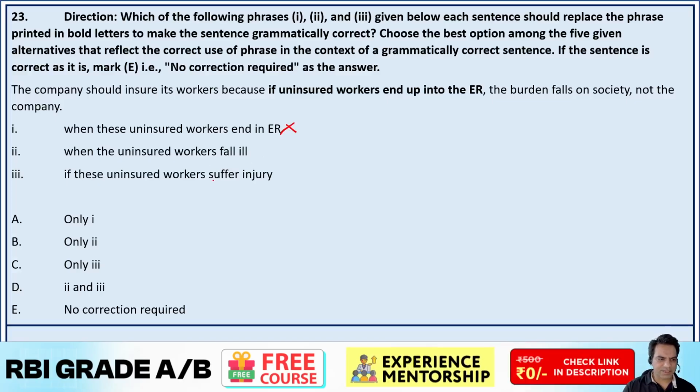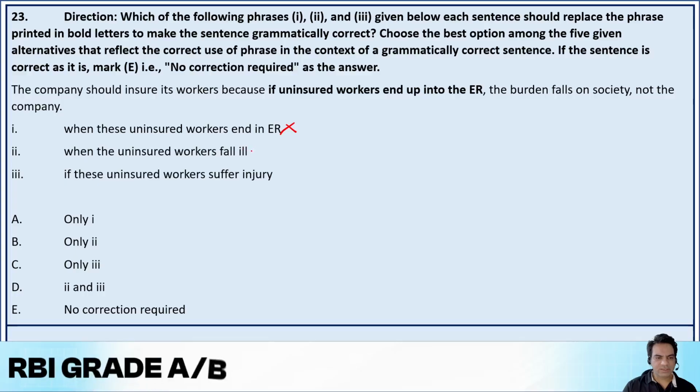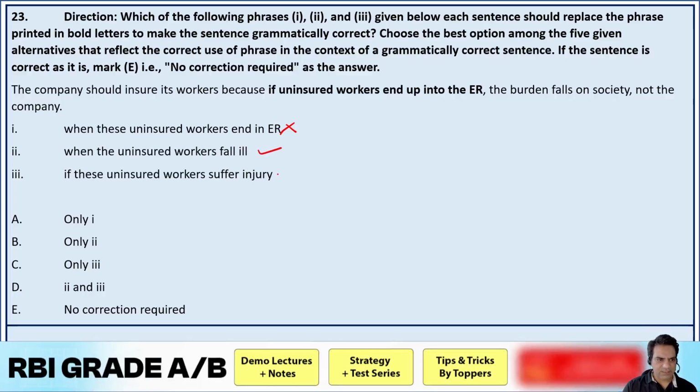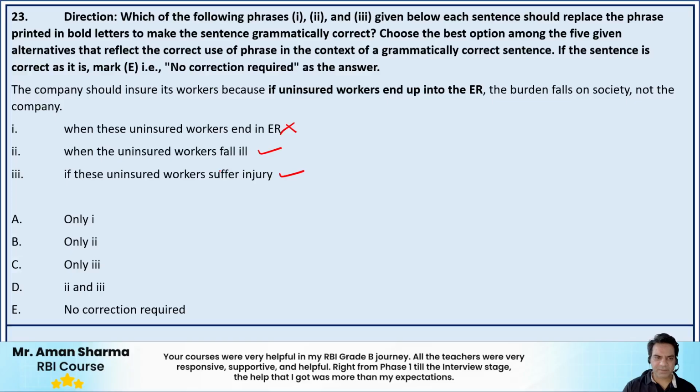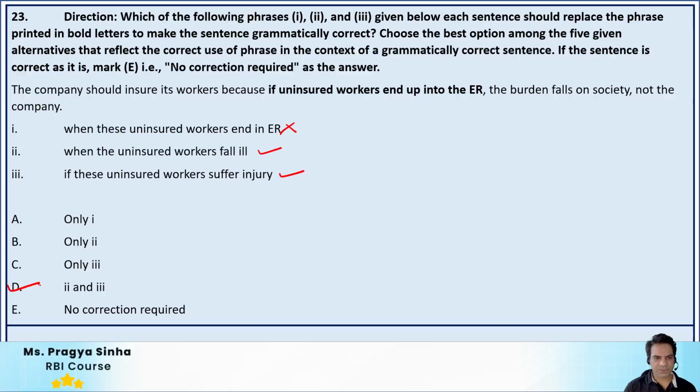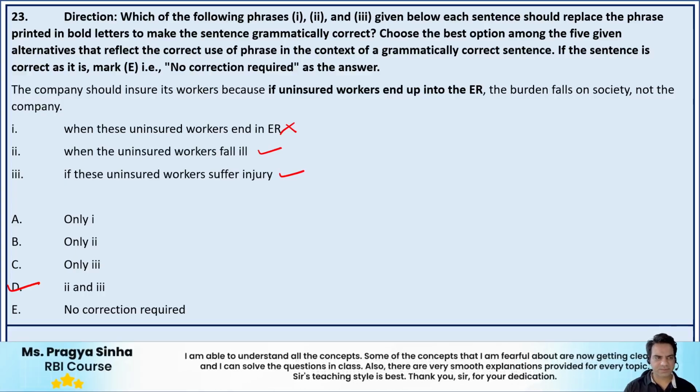So one cannot be correct. When the uninsured workers fall ill, yes. If these uninsured workers suffer injury, the burden falls on this. So both 2 and 3 can replace here. So option D is your correct answer, guys. Both option 2 and 3 could be used here.